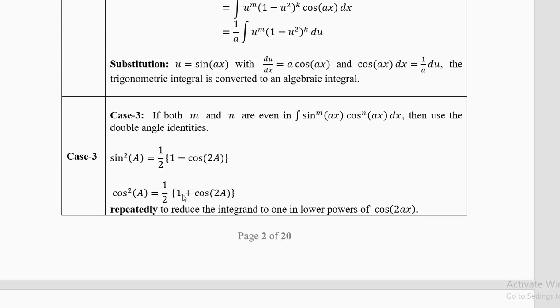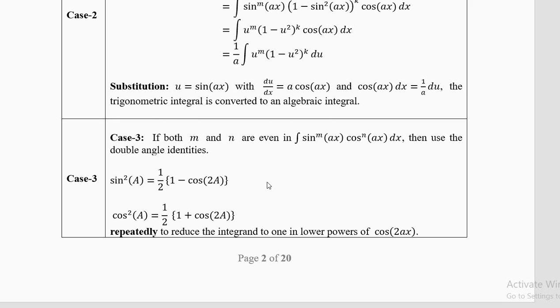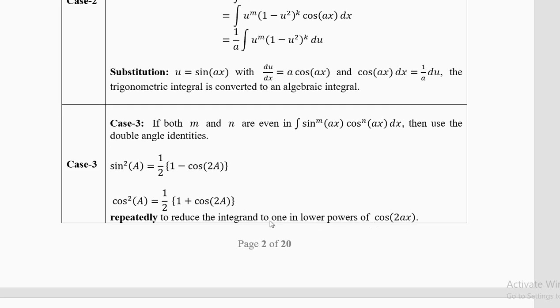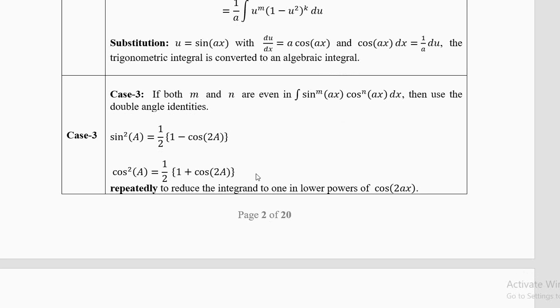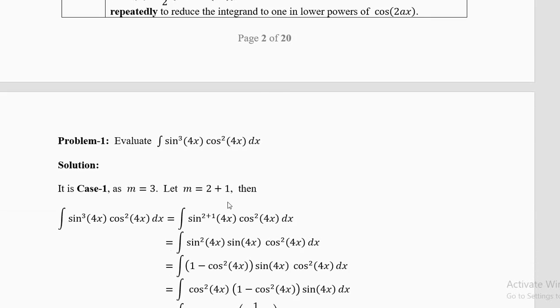When both are even, you have to use the double angle identity sine squared a equal to half of 1 minus cos 2a, cos square a equal to half of 1 plus cos 2a. So just to summarize, in case 1 and case 2, one of them has to be odd, and in case 3, both have to be even. Then you can use the double angle identities and we'll see numerical examples shortly.